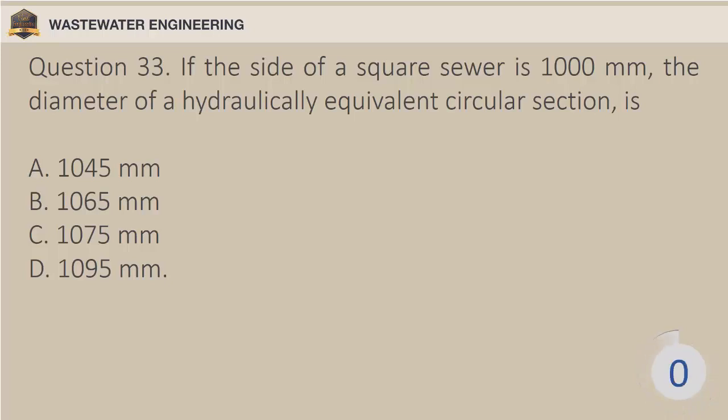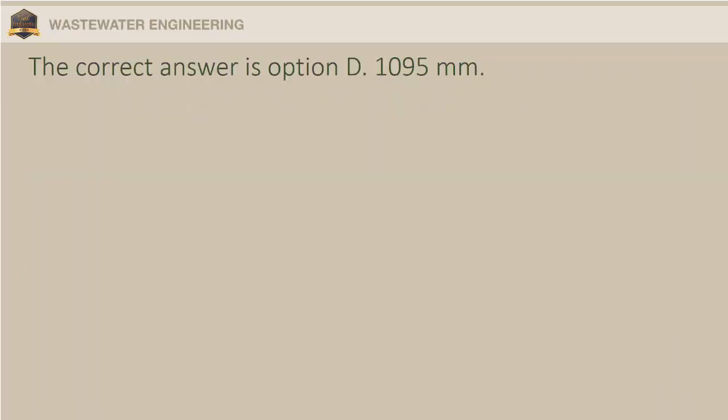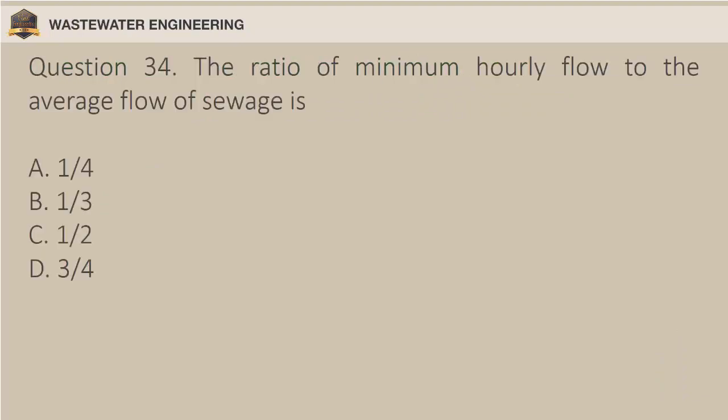The correct answer is option D. 1095 mm. Question 34. The ratio of minimum hourly flow to the average flow of sewage is A. 1/4, B. 1/3, C. 1/2, D. 3/4.